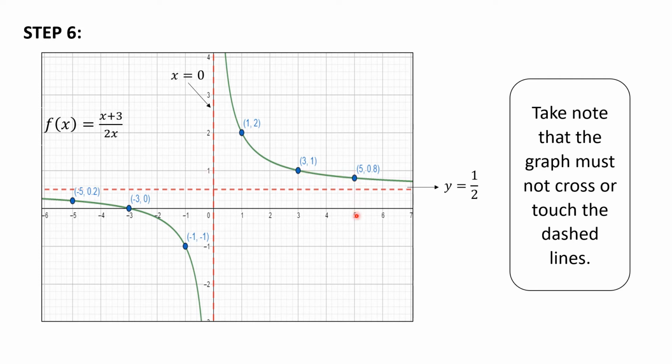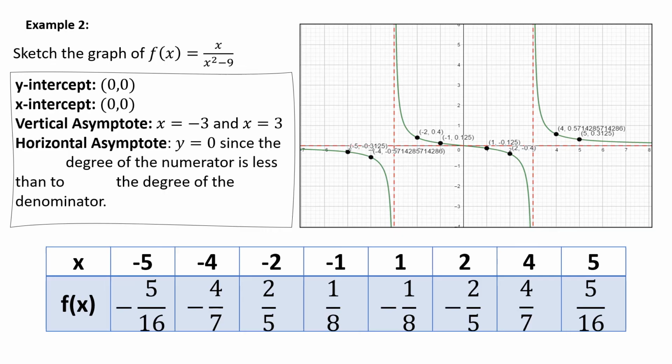And then our x coordinate is 5 and the y coordinate is 0.8. So this is the part where 0.8 is, which does not overlap with 1. Same also for at least 3 points on the left side of our vertical asymptote. And then you create a smooth curve to graph the rational function.